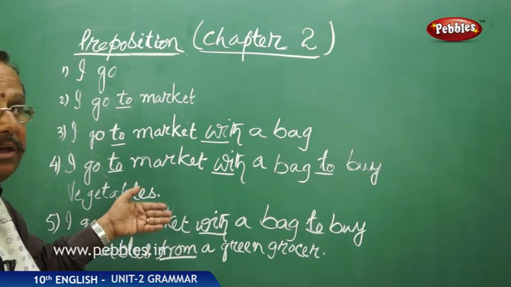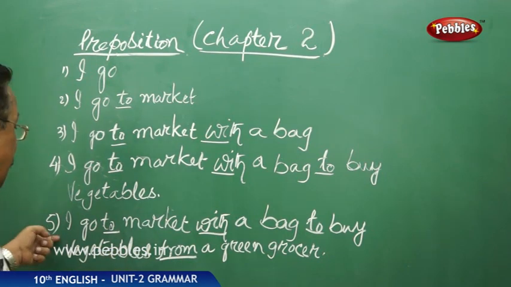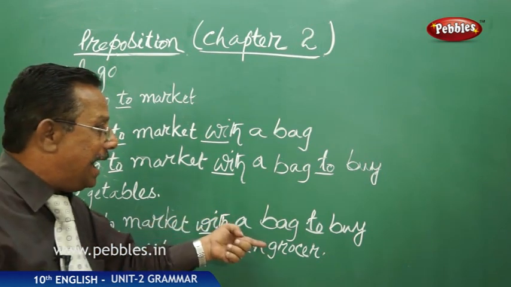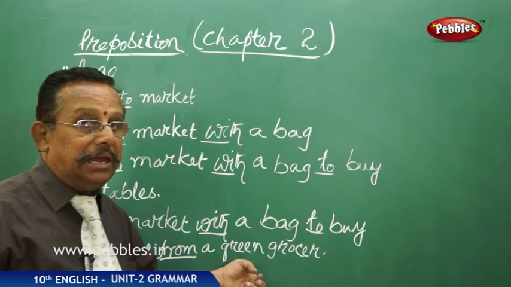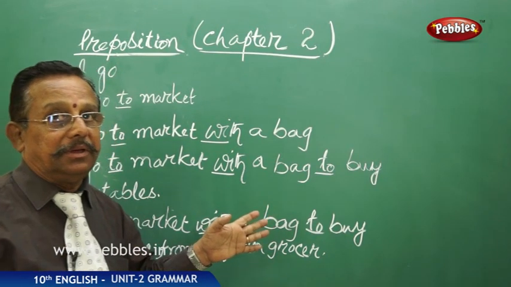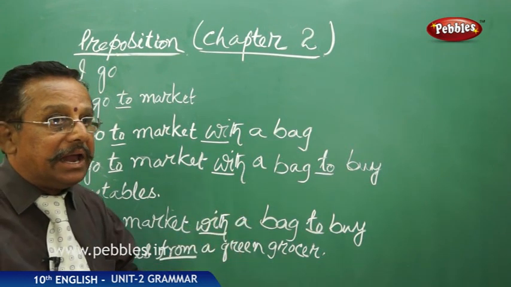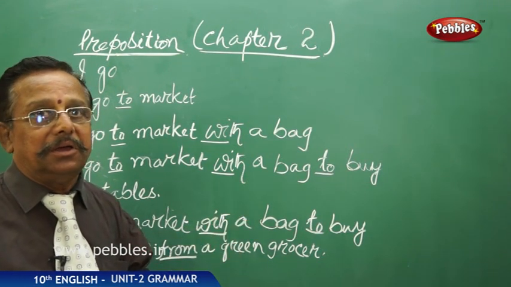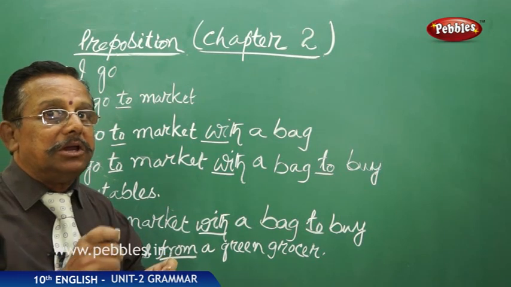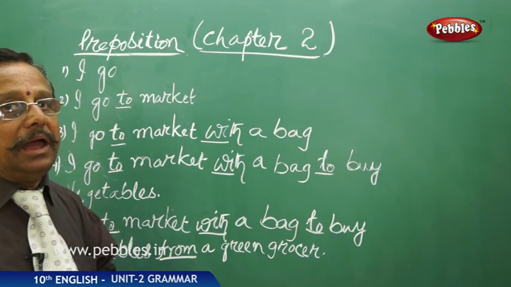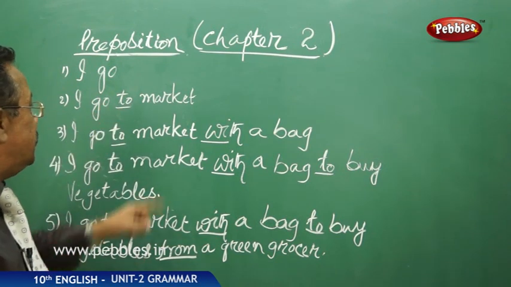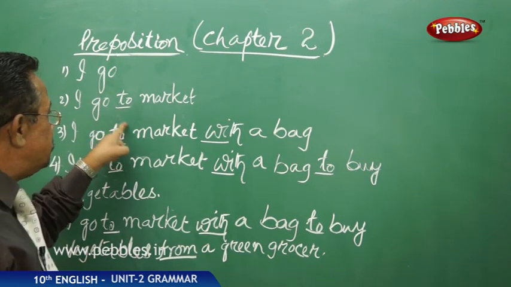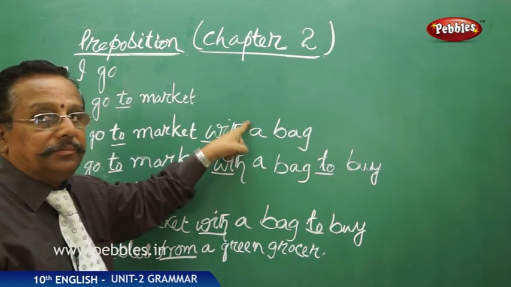Now let us see the 5th one. I go to market with a bag to buy vegetables from a greengrocer. Now, whenever we are extending a sentence, we have used a particular word. And here in this case, the particular word is to. And here in this case, to is already there, and with we have not.